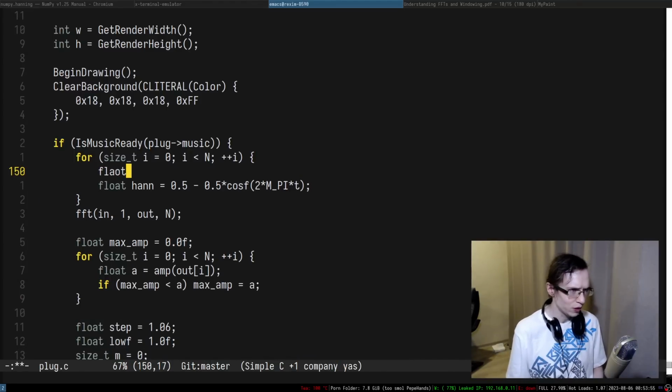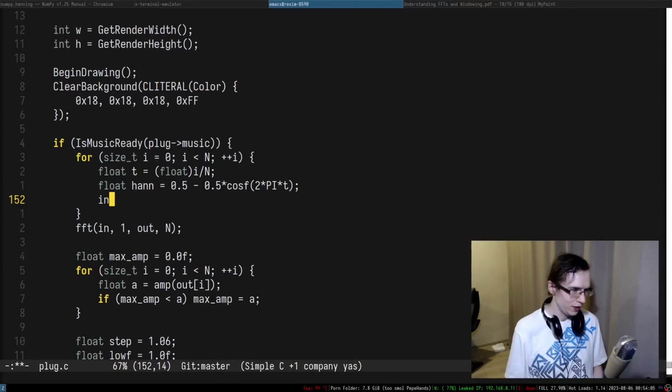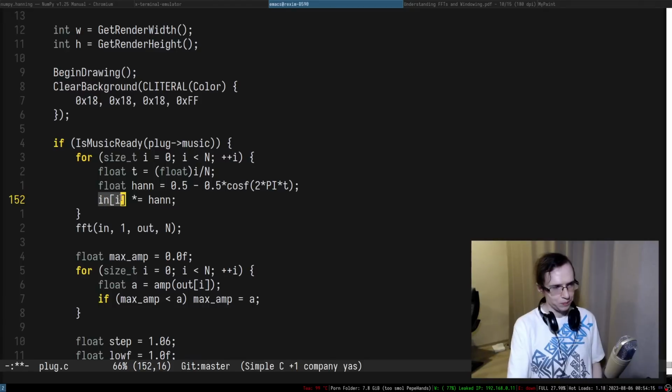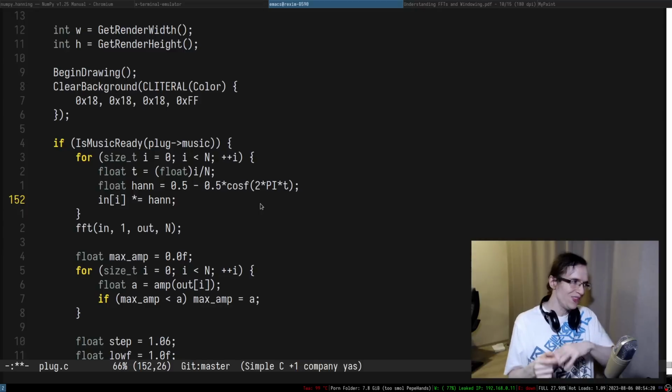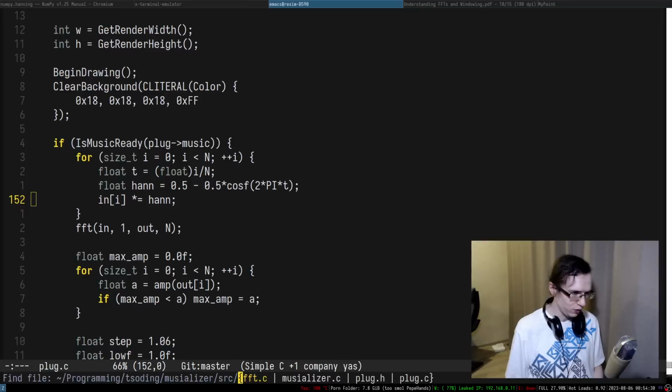If I try to do something like float t, which is i as a float divided by n. Alright, so this is t, and we do have pi in here. It comes from Raylib. Then if I multiply the input by Hann, I'm actually destroying information, right? Because we're going to keep shifting the windowed input. So we need to preserve the input without the windowing. It's kind of important, I think. So let's try to compile this entire thing and see if it's actually doing anything.